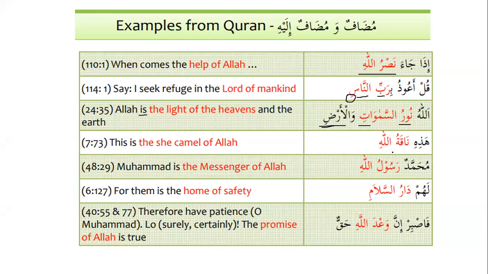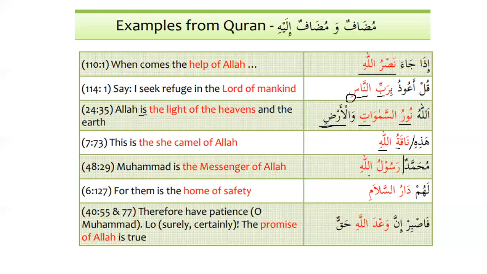Similarly, we have هذه ناقة الله. This is the she camel of Allah. So هذه we can see is mubtada, and ناقة الله is khabar. Also, it is mudaf, and it is mudaf ilayh. Then we have Muhammadun Rasulullah. Again, we can see here that Muhammadun is mubtada, and Rasulullah is mudaf and mudaf ilayh, and it is khabar.